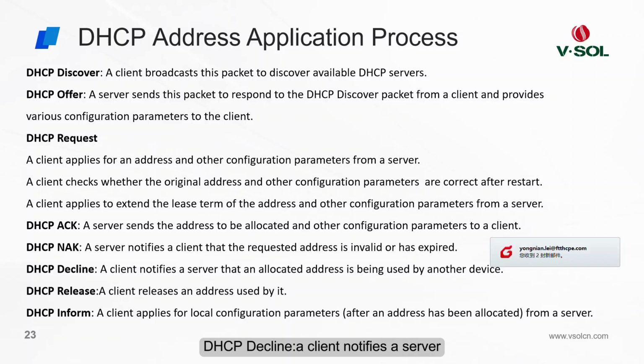DHCP Decline. A client notifies a server that an allocated address is being used by another device. DHCP Release. A client releases an address used by it. DHCP Inform. A client applies for local configuration parameters after an address has been allocated from a server.